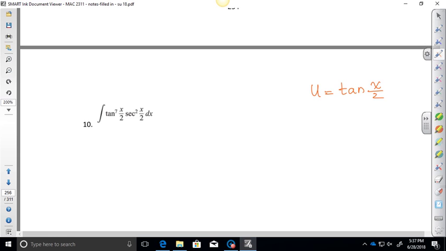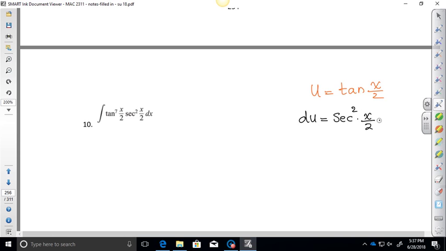We take the inside. Inside is 10. Outside is to the power 7. That will stay. What's the derivative of tan x over 2? What's du? Secant squared x over 2. Is that it?